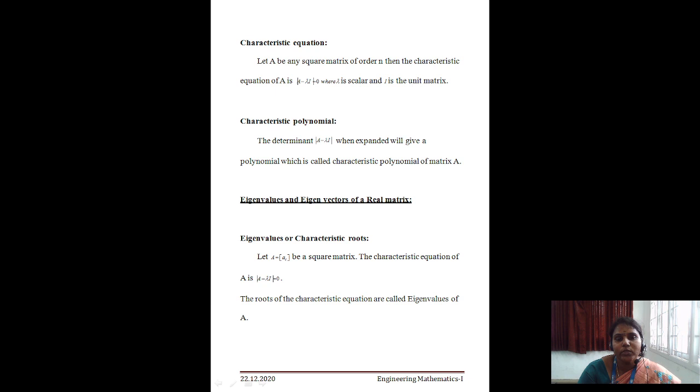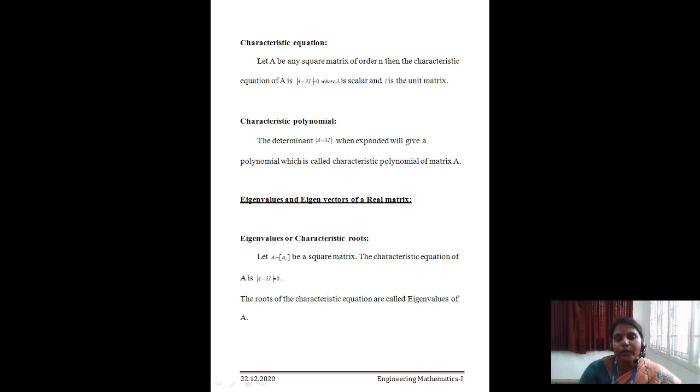Then characteristic equation. Let A be any square matrix of order n. It should be a square matrix. Then the characteristic equation of A is modulus of A minus lambda I is equal to 0, where lambda is a scalar value and I is the unit matrix of the corresponding order. If A is 2 cross 2, then I is also 2 cross 2. Then characteristic polynomial. The determinant of A minus lambda I when expanded will give a polynomial. Such a polynomial is called the characteristic polynomial of matrix A.